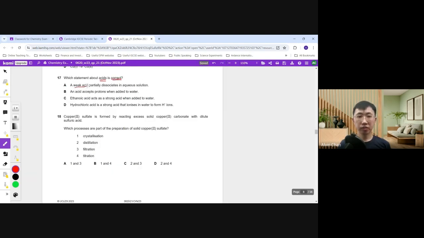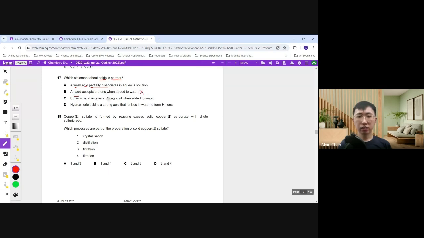Acid, keyword partially dissociate, that is correct. In aqueous solution, they never finish the sentence to form hydrogen plus ion. And acid accepts proton. Wait a minute. Acid is proton donor. Donor means you lose. Proton donor, right? When added to water. This one doesn't look correct.